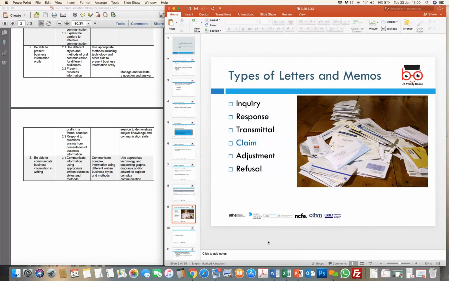Now, there are different types of letters and memos which can be written. Some of them are listed on the slide, and they include inquiry letters, response letters, and letters looking at claims, adjustments, or refusals. Could you think of an example of a claim letter? In the recent news, we've been hearing about payment protection insurance, and notices or letters coming through from agencies to help you claim back. The PPI letter is basically a letter which allows you to make a claim.